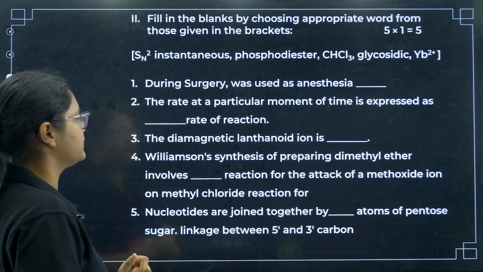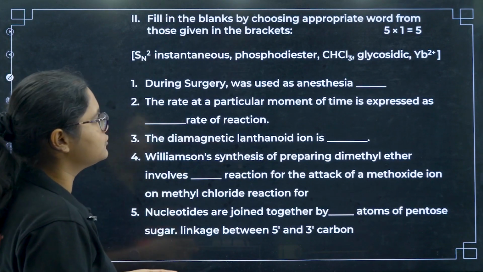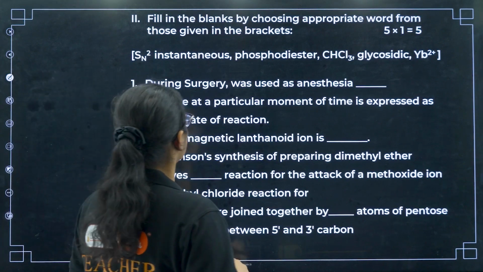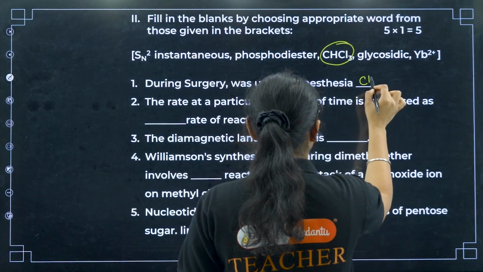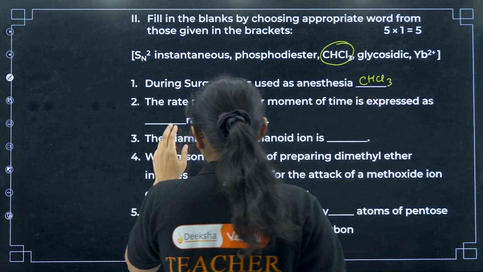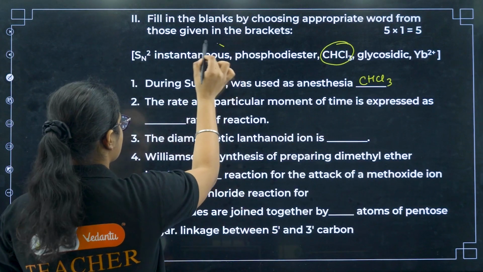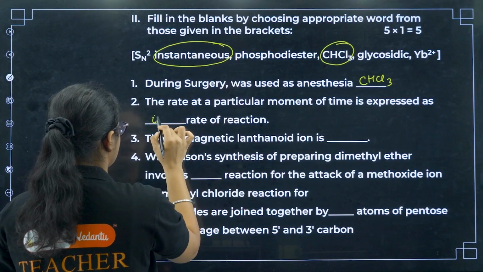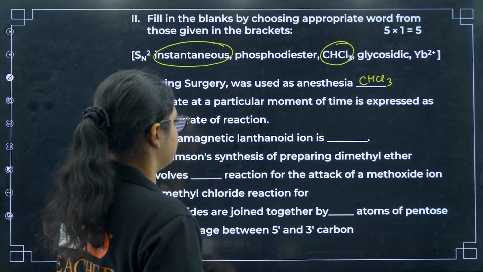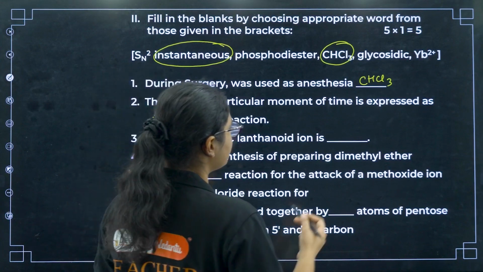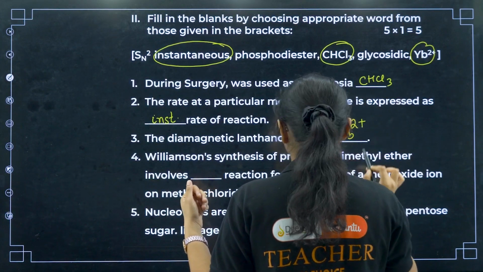Now we'll do some fill in the blanks questions. During surgery ___ was used as anesthesia. So we know that chloroform is used as anesthesia, so I can write here CHCl3. The rate of a particular moment of a reaction is expressed as, at particular moment rate is instantaneous. The diamagnetic lanthanoid ion is, so we have only one here, we can easily guess it, it is Yb2+.